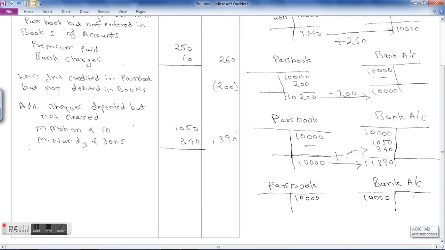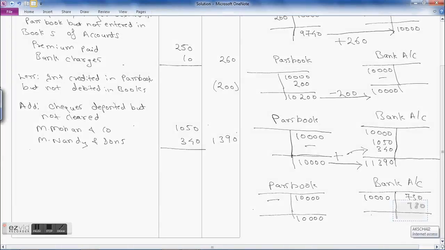So on the credit side of the bank account we'll put these two amounts, that is 730 and 780. But there is no entry on the debit side of the passbook. So our balance as per passbook is 10,000, whereas balance as per bank account is 10,000 minus 730 minus 780. That comes to 8490.